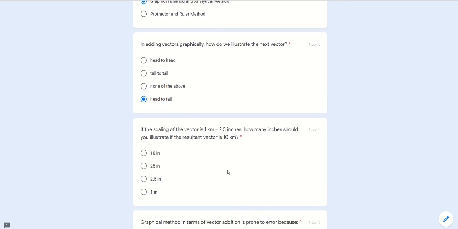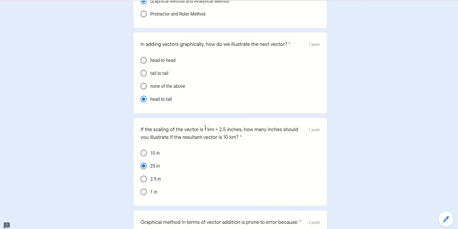In scaling the vector, if the scaling of the vector is 1 kilometer is to 2.5 inches, how many inches should you illustrate if the next resultant vector is 10 kilometers? So this is basically scaling. So ang mangyayari is 25 inches.